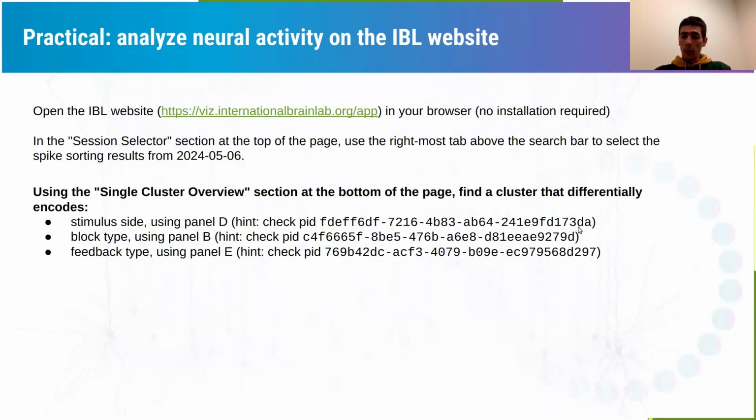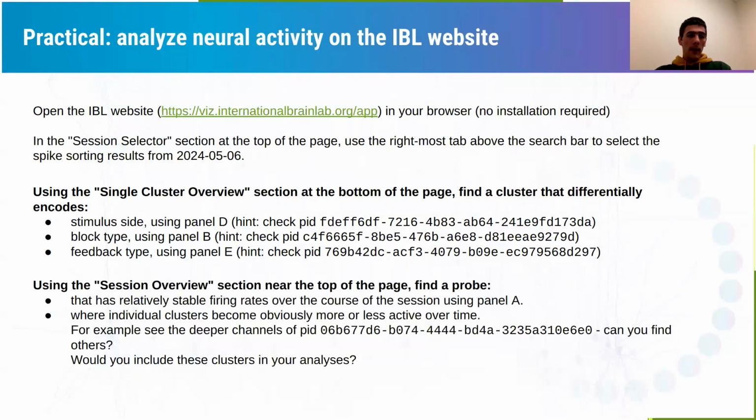You can check this particular probe, and you can enter this probe ID into the session selector at the very top. And then you can click around the different clusters and see, is there a cluster in there that responds differently to stimuli that are on the left versus on the right? Similarly, you can find clusters that respond differently to the different block types or to different feedback types. So again, I've given you some hints for some places to start in all of these, but really this is just to encourage you to click around the website and get a sense for the different types of things that you could look at in this type of experiment.